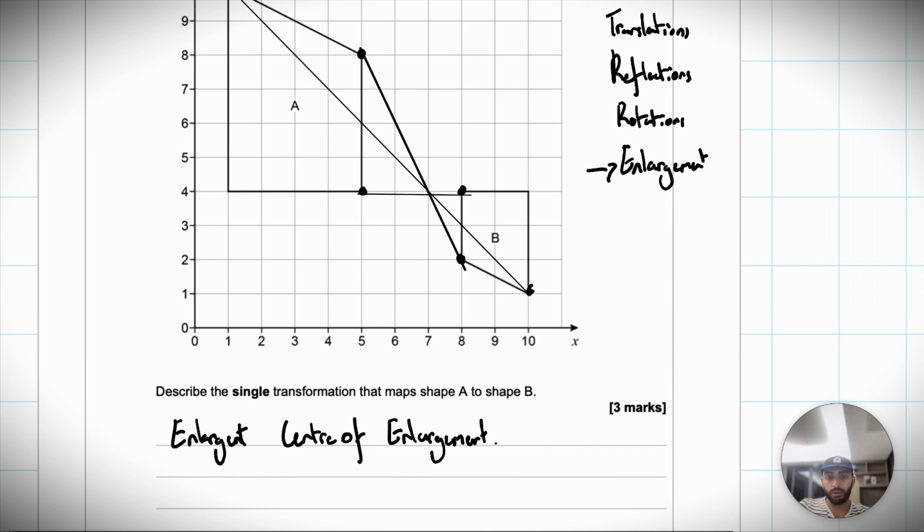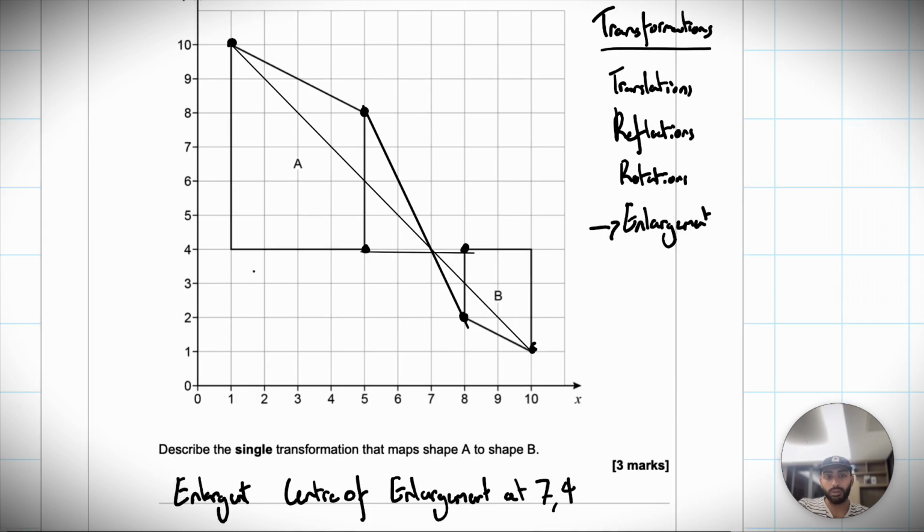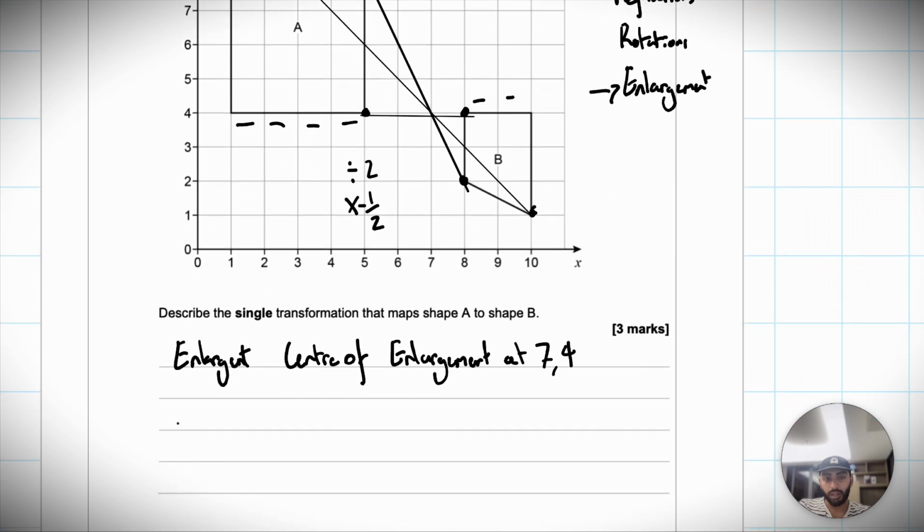And this is at (7, 4). I get the last mark for working out the scale factor. So this has a side of 1, 2, 3, 4, and the same side has 1, 2. So I've divided by 2, or I could think of it as multiplying by a half. But this time, because the shape has been rotated as well, it's going to be negative a half. The scale factor is negative a half.